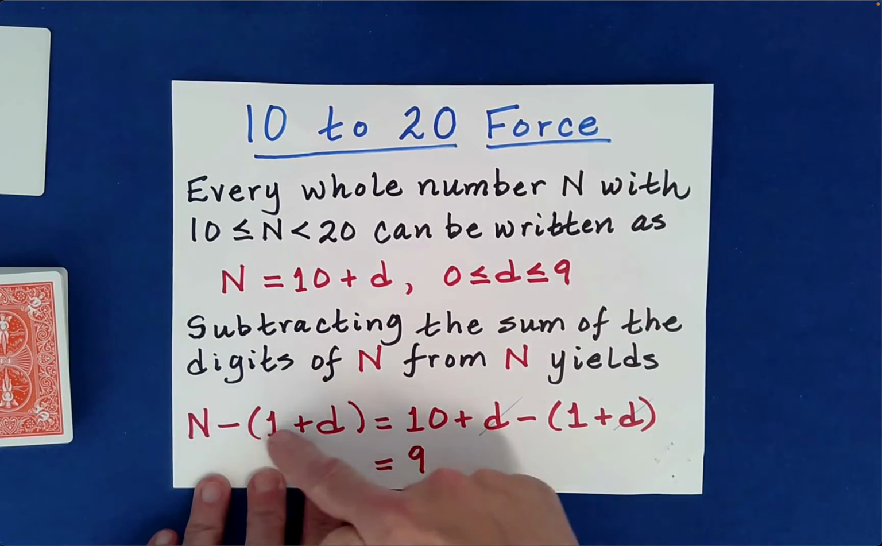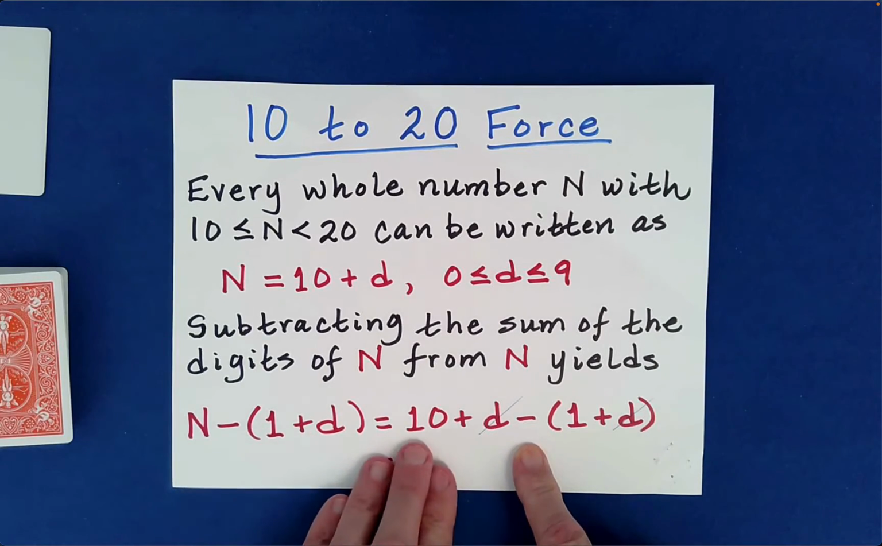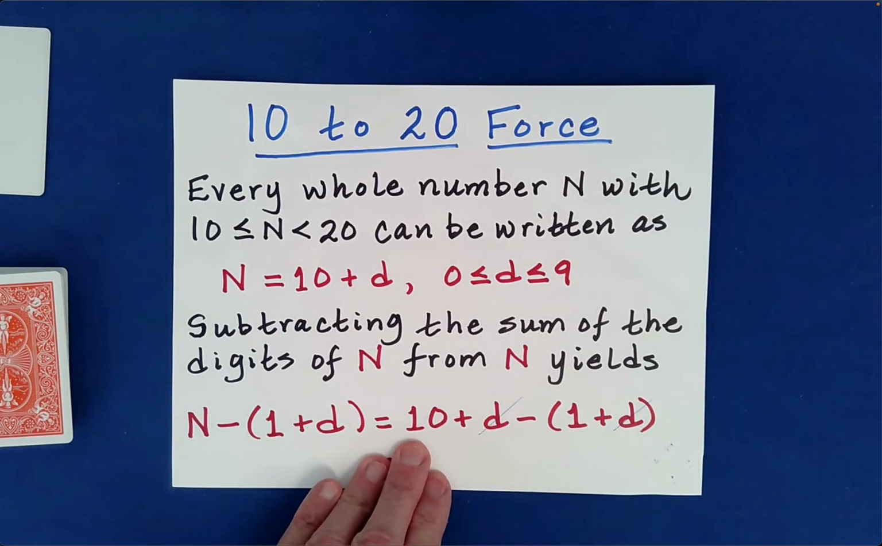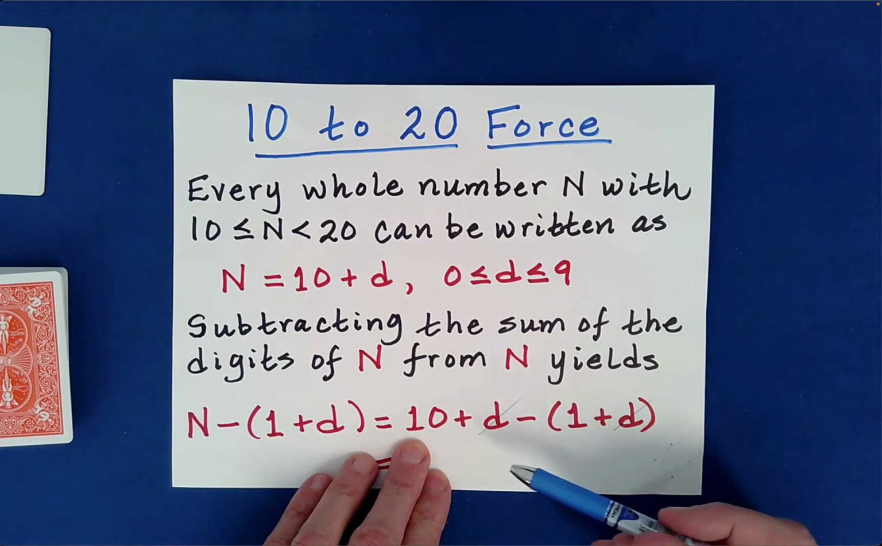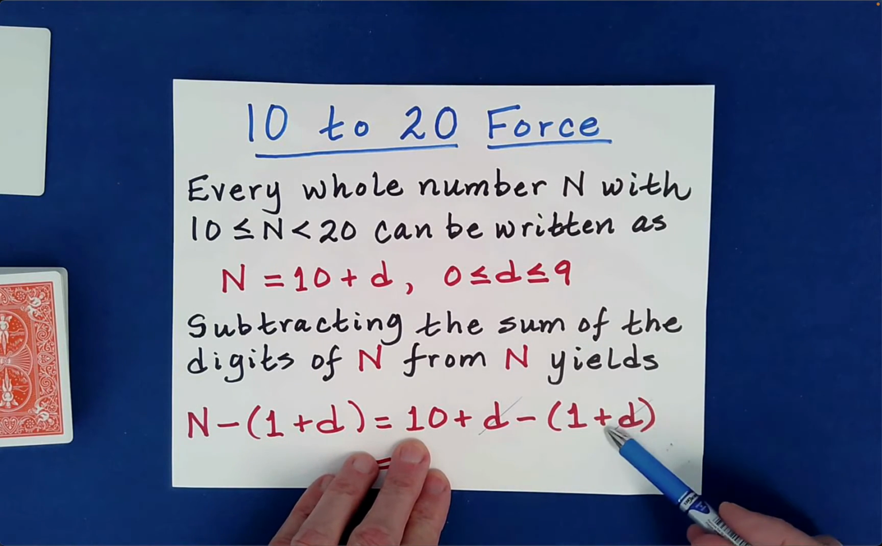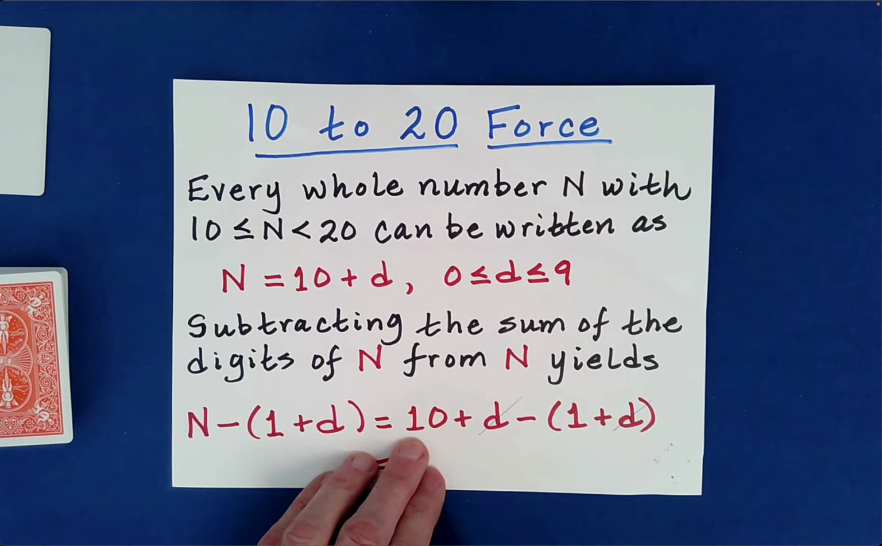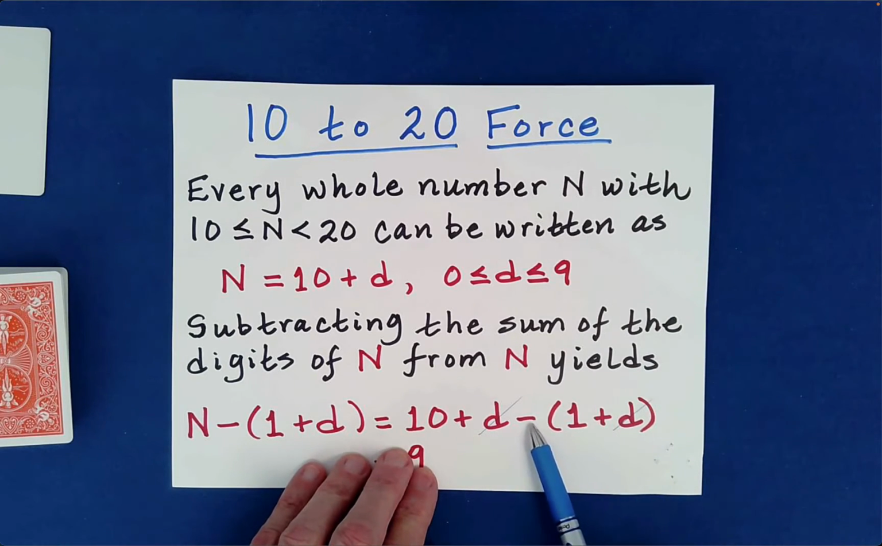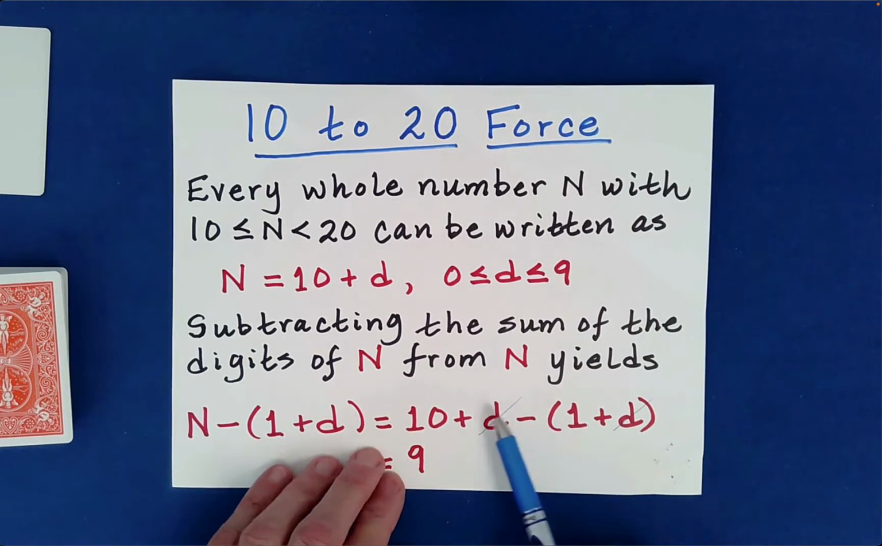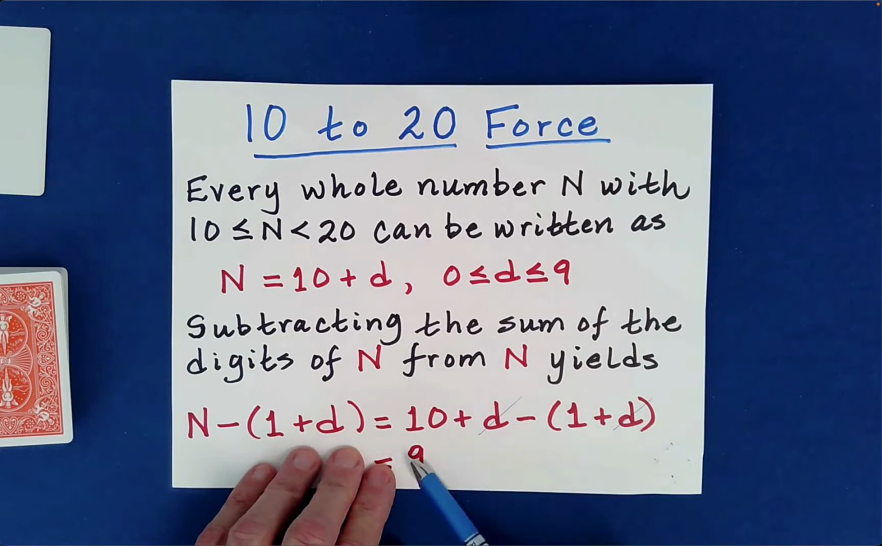So if we perform this subtraction and write out what n is, 10 plus d, you see immediately that the d's cancel out because we have a subtraction of everything in here from what's on the left, and then we still have to subtract 1 from 10. So that would give us 9.